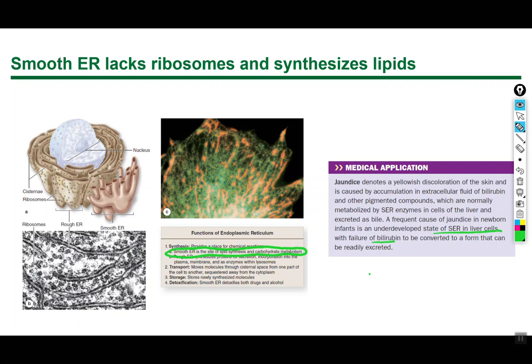An example of some cells where you'd expect to see a significant amount of smooth ER is any cell that's going to synthesize lipids actively. One example of that would be cells that make steroid hormones. These include cells in the adrenal cortex and also cells in the gonads, as well as in the liver. So they're all over the place.